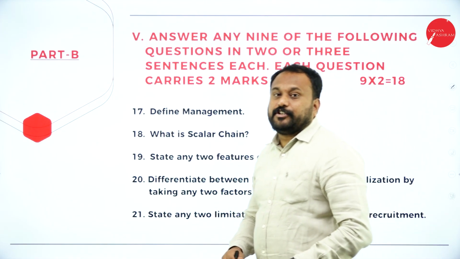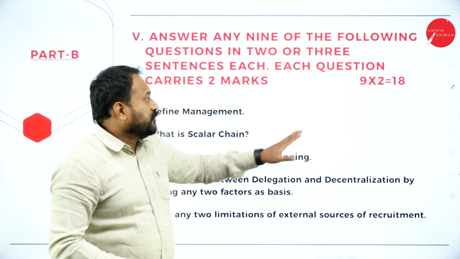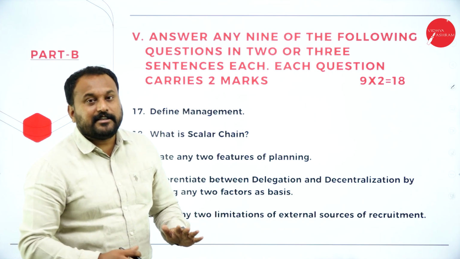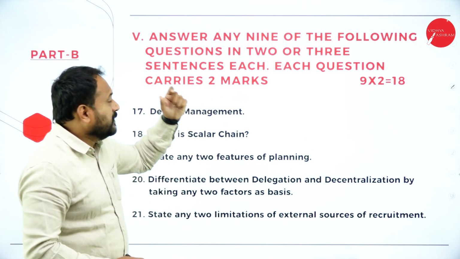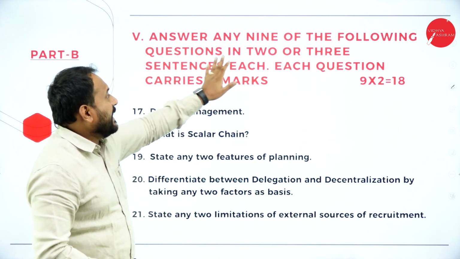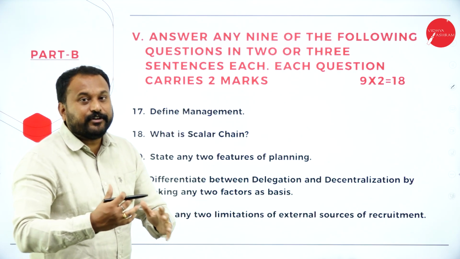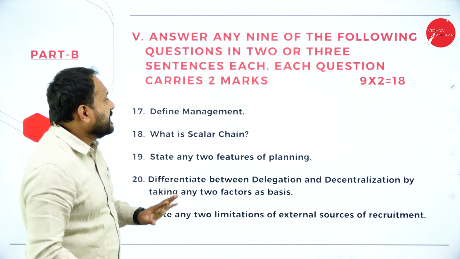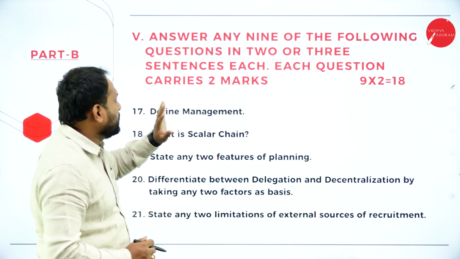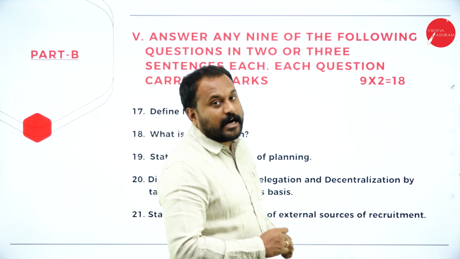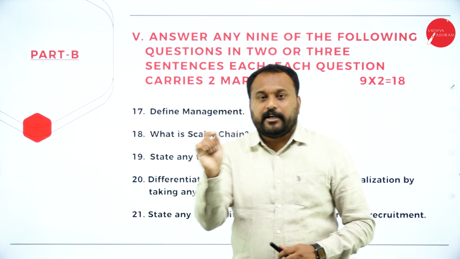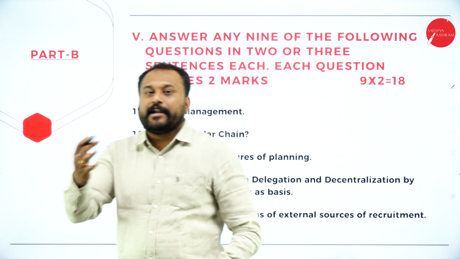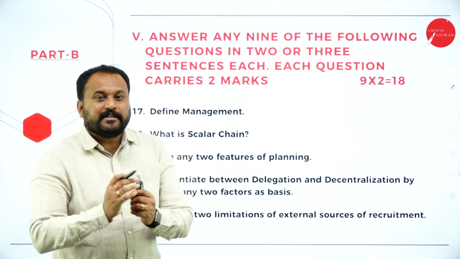Next, part B. Now, part B consists of 2-mark questions. You are supposed to write 9 questions. Here I am going to teach you how to write these questions very easily. Please understand the instruction here: Answer any 9. That means they have given you options of the following questions, in 2 or 3 sentences each. Each question carries 2 marks. So, here you can't go with only 1 sentence. You need to go with minimum 2 and maximum 3. You can also extend to 4 and 5, but it is time consuming. Plus, it is a waste.